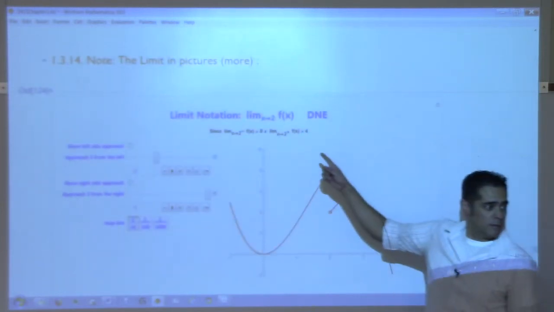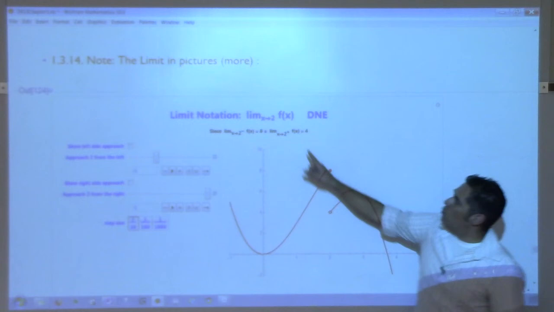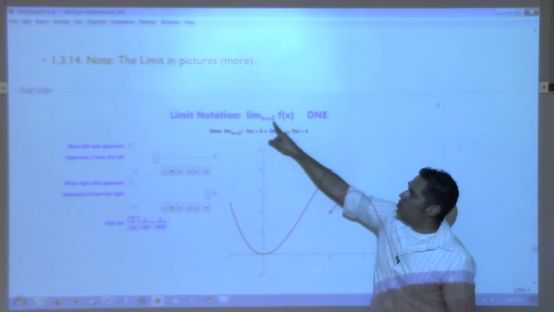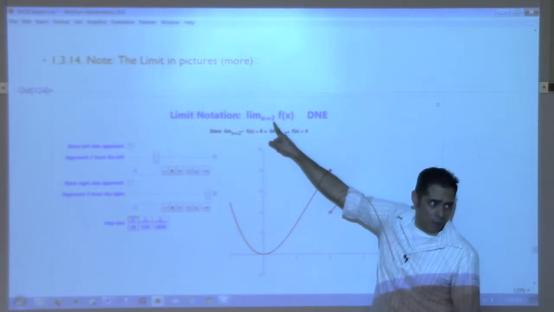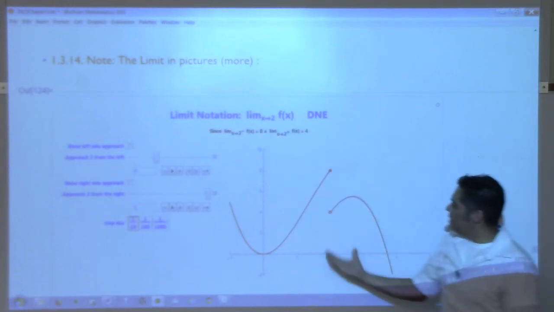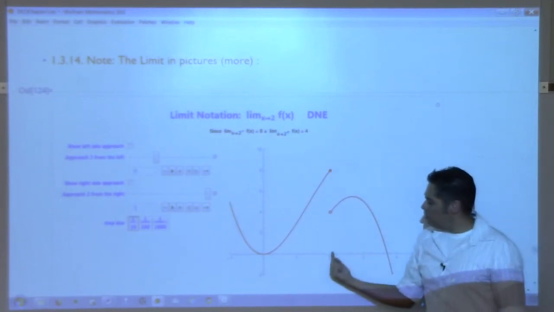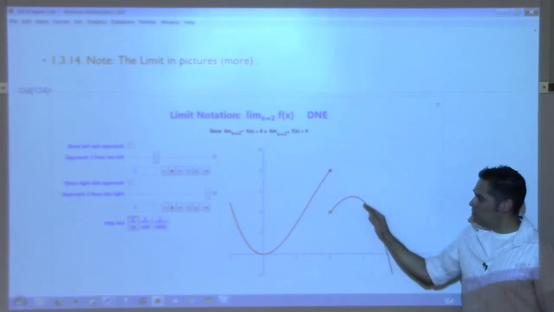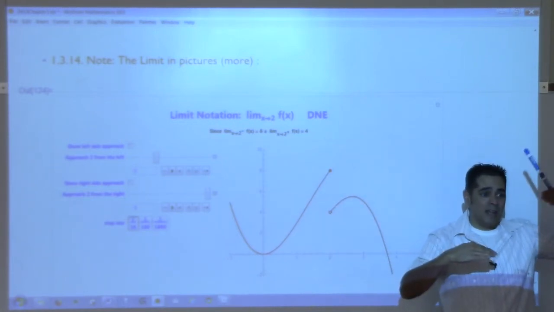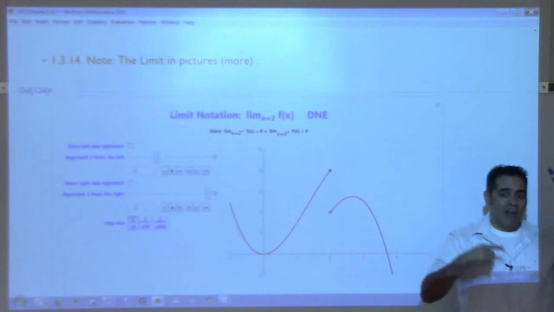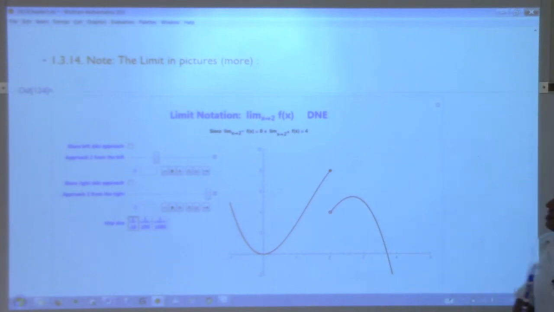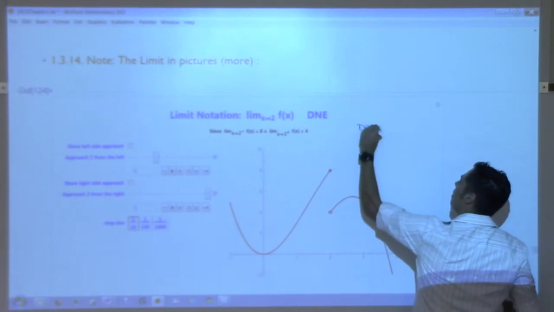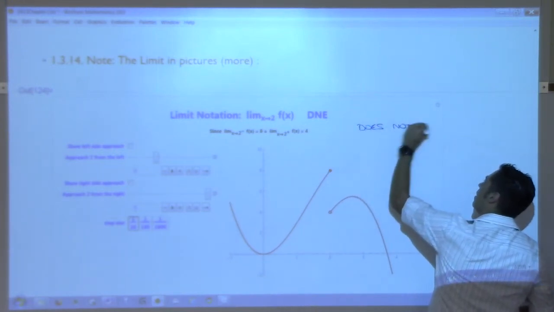Look at this one right here. I want to look at this function and approach 2 from both sides, because there's no plus or minus, right? So here it is. Approach 2 from the left, what are you going to? From the right, what are you going to? 4. Those aren't the same answers. And when that happens, we will say DNE. Does not exist.